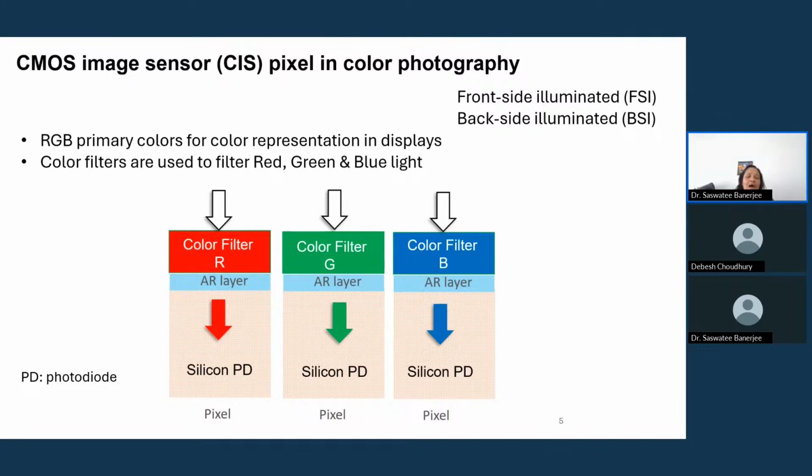So if we go into the color representation, as we know that in many displays, basically the different colors and shades are represented by three primary colors, that is RGB. In the simplest form, what happens in a pixel, a simple concept of the pixel, is you have at the center a PD, a photodiode, and this is a silicon photodiode.